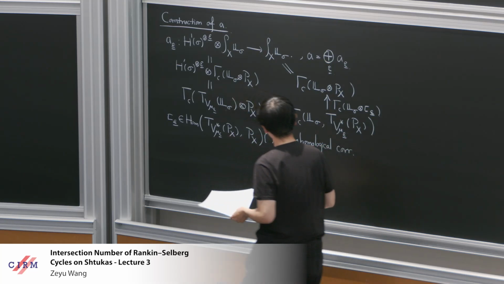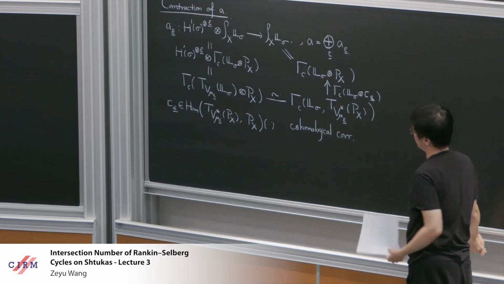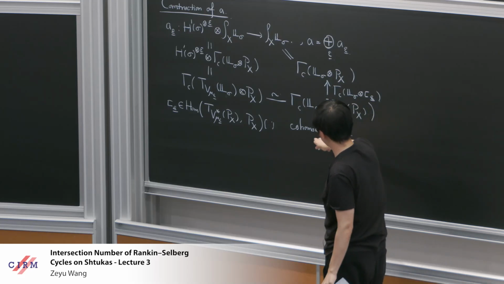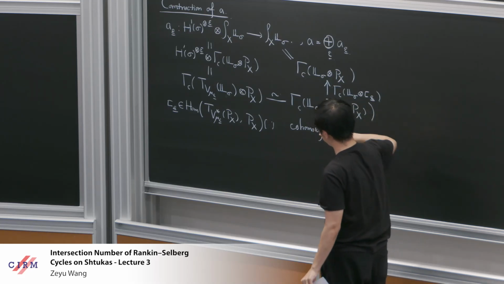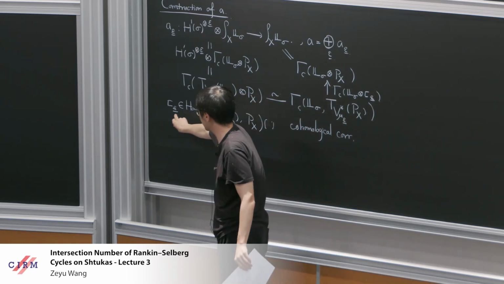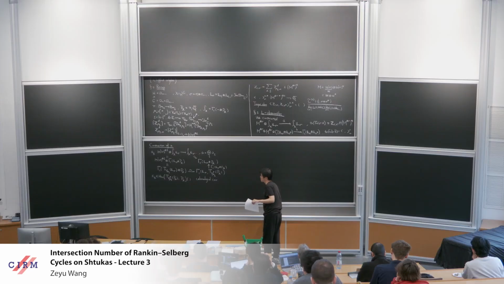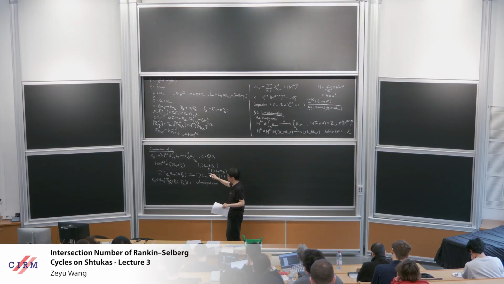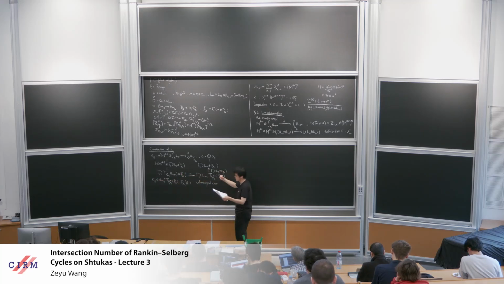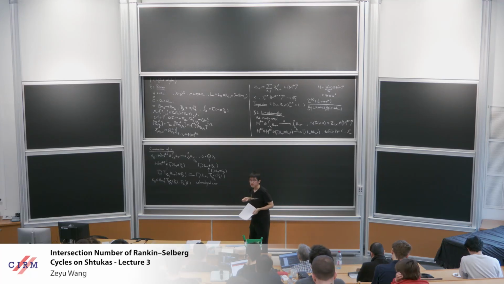I drew lots of diagrams for cohomological correspondence last time, and the purpose of those diagrams was just to construct this element. But at this moment, you can just think of this as something given.